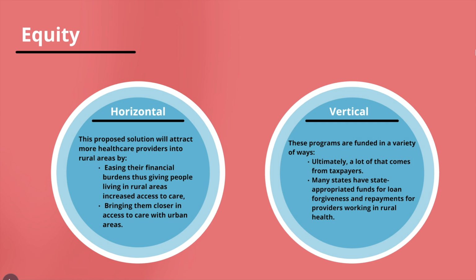From a vertical equity standpoint, these programs are generally funded in a variety of ways. For example, scholarships, grants, loan forgiveness, etc. Ultimately, a majority of funding would come from general taxation. Many states have state-appropriated funds for loan forgiveness and repayments for providers working in rural health. Since rural areas tend to be poorer than urban areas, funding through general taxes will result in those with greater ability to pay allocating funds to those with the decreased ability to pay and with higher need.